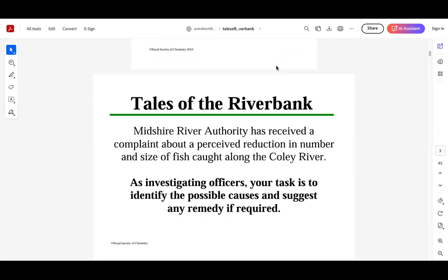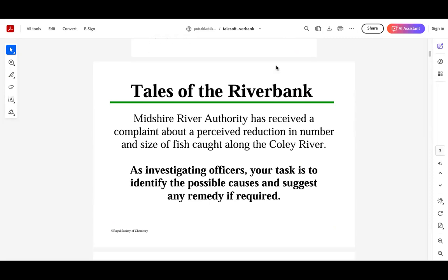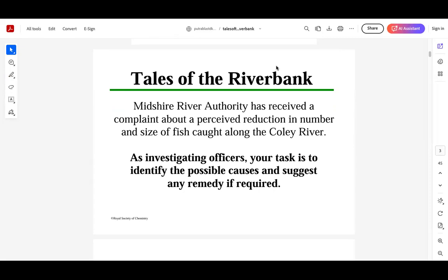So this is the situation for the second group, problem-based learning. You have the issue of reduction in number and size of fish caught in the river. In this case, you are the investigating officers, a group of officers investigating. Your task is to identify the possible causes and suggest any remedy.